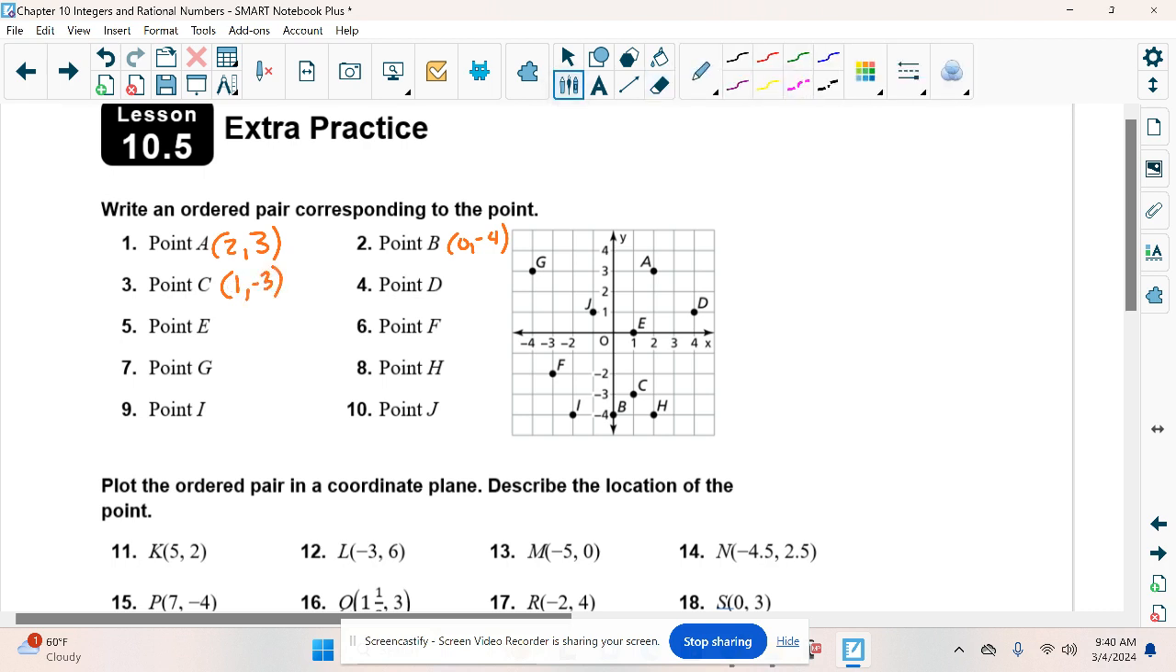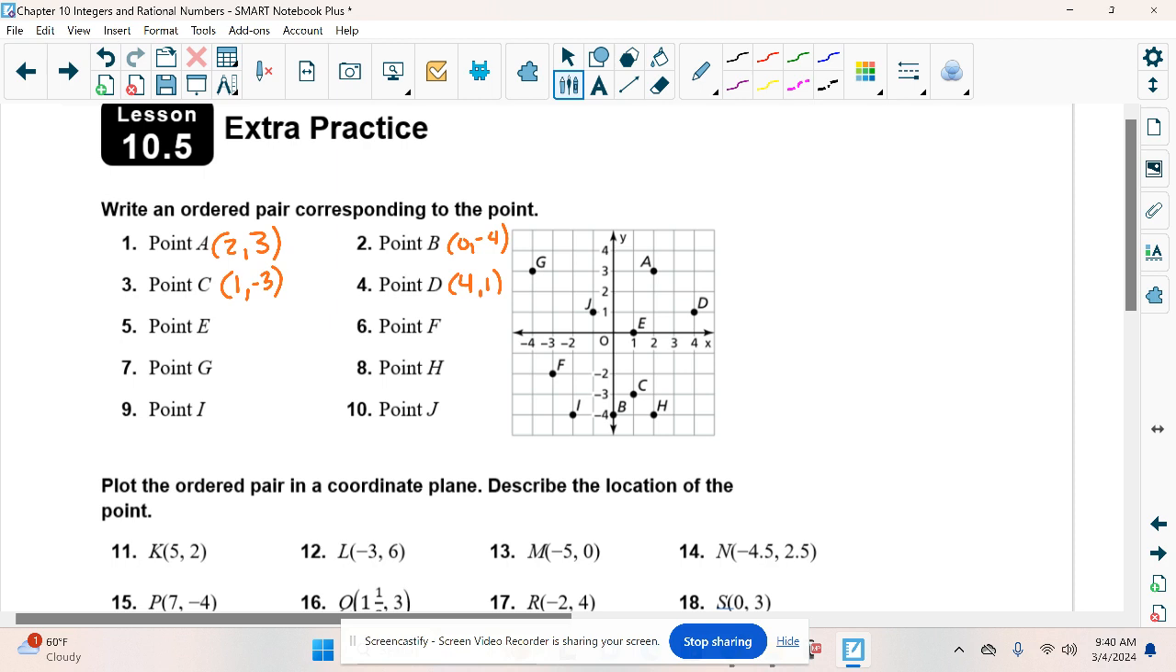So why don't you do point D? Oh, okay, that's okay. D for Demarvion. 4, -1.